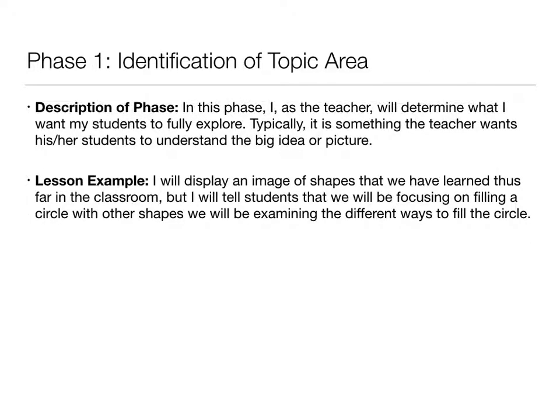Phase 1 is identification of topic area. In this phase, I as the teacher will determine what I want my students to explore, and I'll tell them what they're looking at as far as the big picture or the big idea. An example of this would be me displaying the images that we've learned already in class and telling them that they're supposed to fill the circle with shapes that they will examine in order to fill the circle.